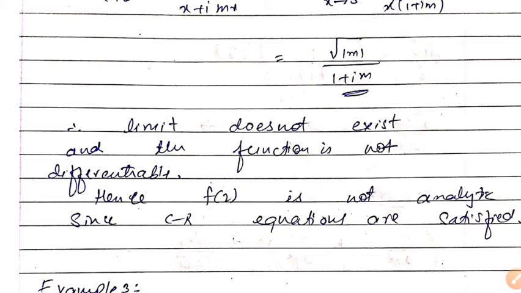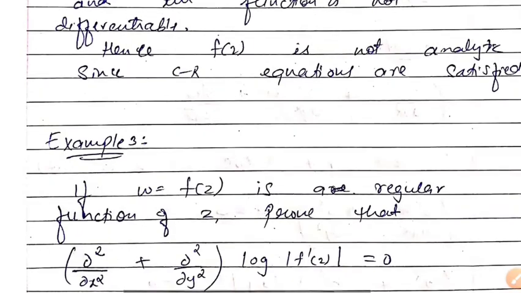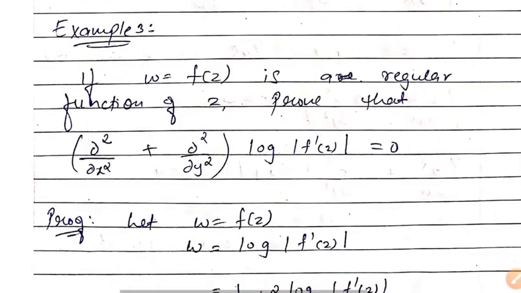So step 1 is equal to step 2, but it is not equal to step 3. So we can say that the limit does not exist and the function is not differentiable. Hence we can say that according to our question, f of z is not analytic, although the CR equation is satisfied. So these were two different examples based on analytic function and CR equation.